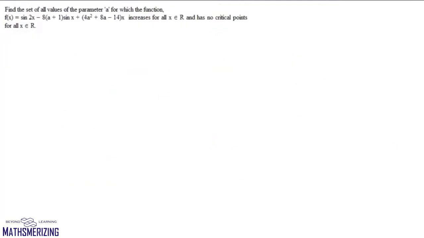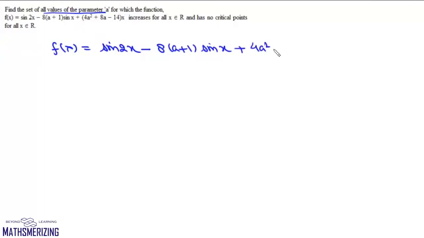Now here the question is, find the set of all values of parameter a for which this function f x equals sin 2x minus 8 a plus 1 sin x plus 4a square plus 8a minus 14 x increases for all x belongs to R and has no critical point for all x belongs to R.